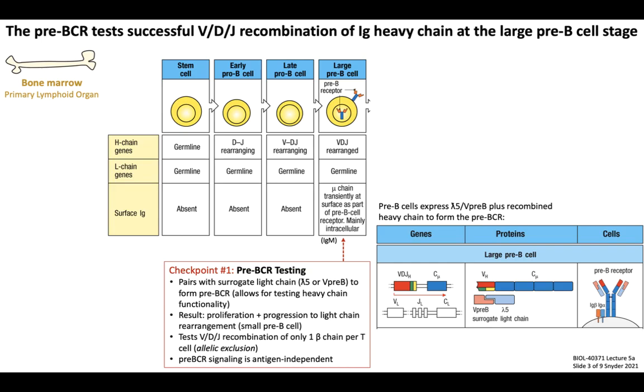Successful signaling through the pre-BCR also prevents further recombination at the other heavy chain alleles in the cell, which enforces the concept of allelic exclusion, where only one allele of the heavy chain can be expressed at a time. There are many parallels here to the beta selection checkpoint in developing T cells. The surrogate light chains for the pre-BCR are analogous to the surrogate alpha chain that forms the pre-TCR, and the concept of allelic exclusion is enforced for both immunoglobulin heavy chains and TCR beta chains.